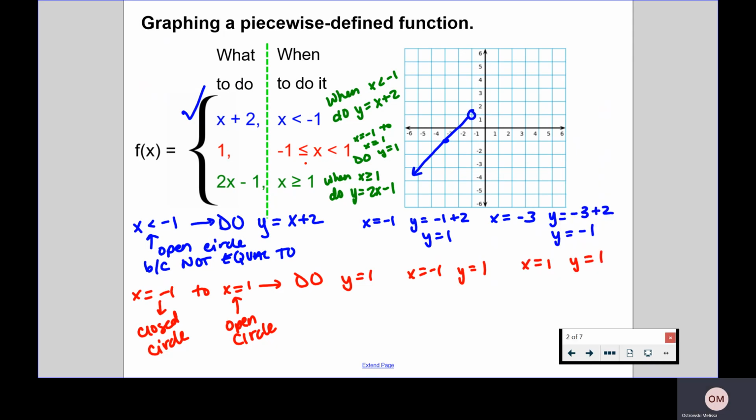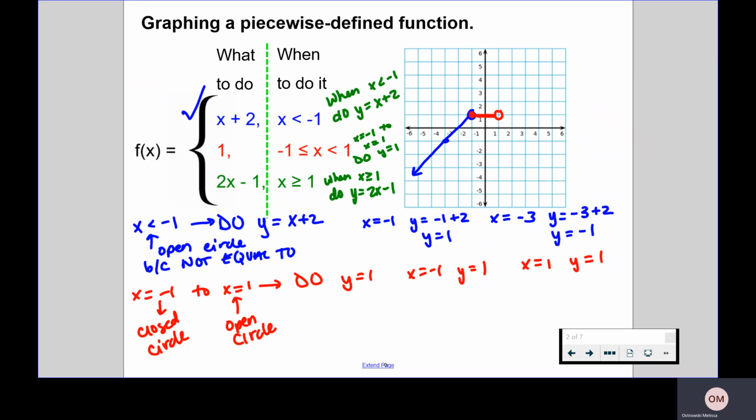So at x equals -1, my y value would be 1. So I'm going to actually close in that dot. That's cool. And at x equals 1, y equals 1. So I got an open circle there, and then I'll connect them. No matter what you are between -1 and 1, your y value is a +1.